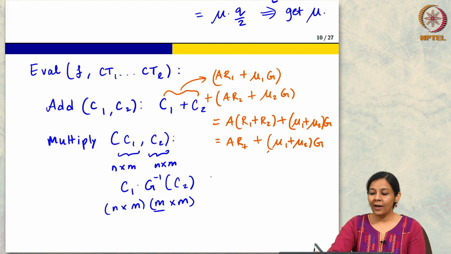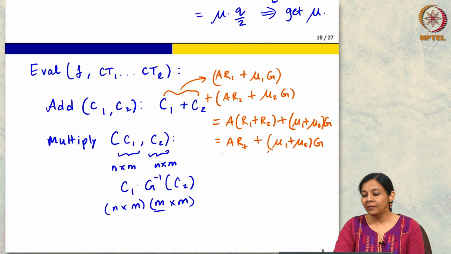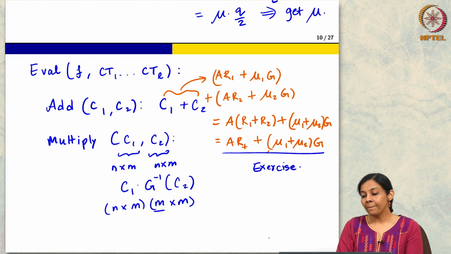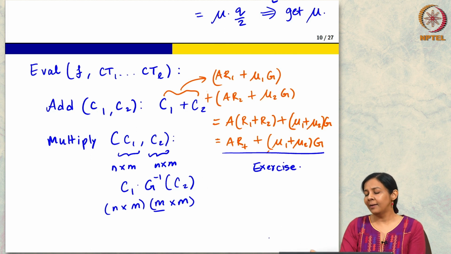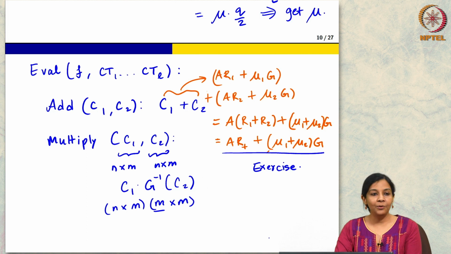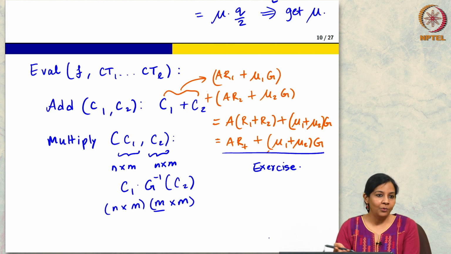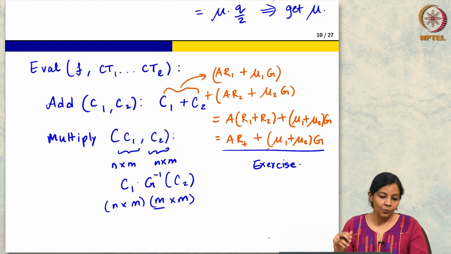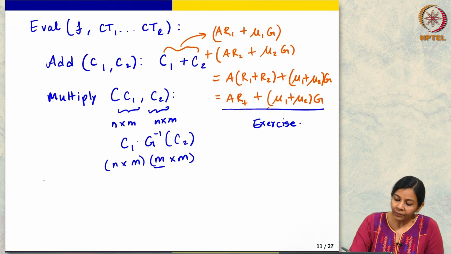And why should this work? First of all, with the addition, let's keep it as an exercise that this decrypts. I want to argue that decryption of C1 plus C2 is trivial because it is merely AR plus mu G. I showed you how to decrypt AR plus mu G, and this is exactly that. So, this should certainly work. Now, for multiplication to work we need a little more work. So, let us see. Okay.